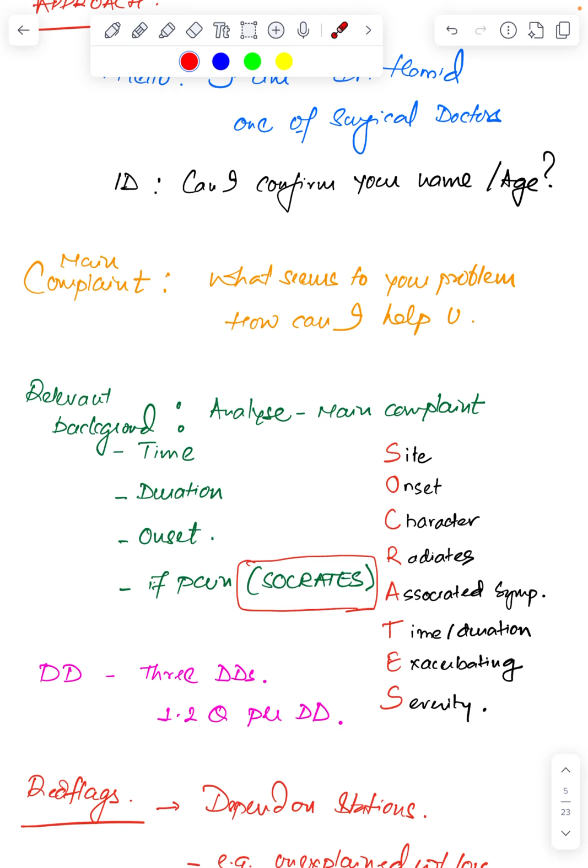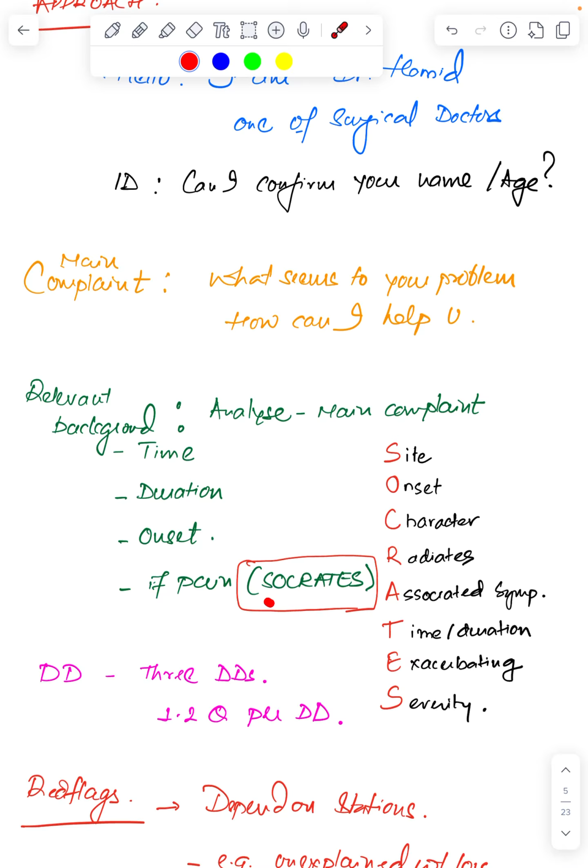R is radiating. Associated symptoms along with the pain: dizziness, redness, swelling, fever, all this. Time and duration: when it is starting, early morning, late night, during sleep; duration 1 hour, 2 hours; exercise, repeating. What are the conditions: walking, sitting, lying down, bending forward, and severity. S site, O onset, C character, R radiate.